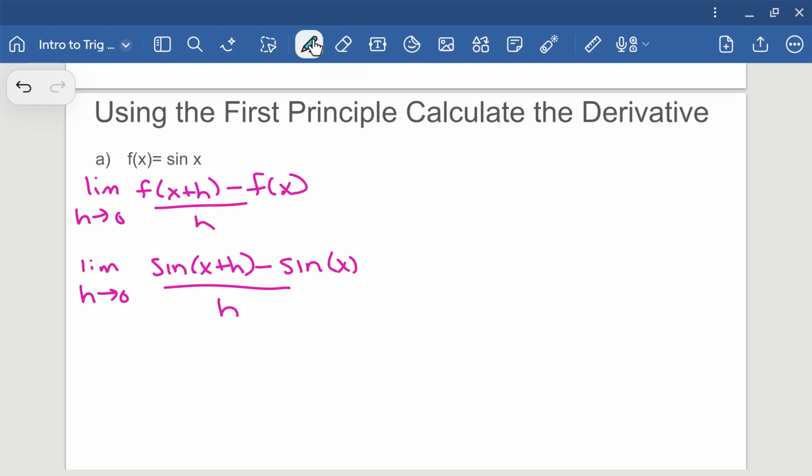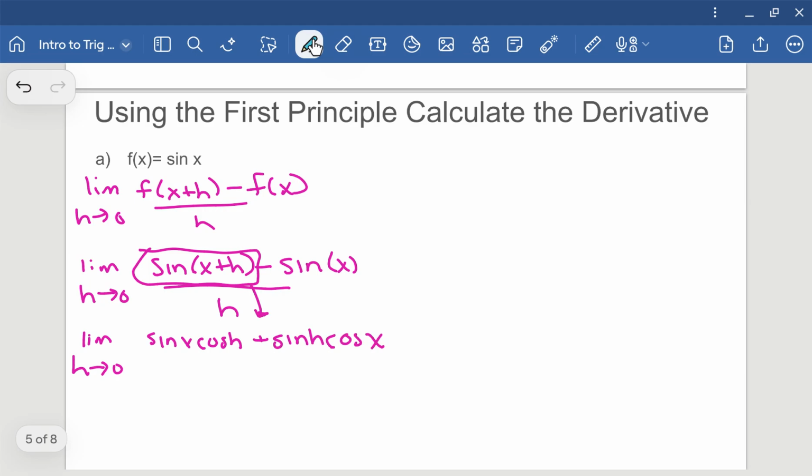Now there are a few things I'll have to do, one being this part right here, which is an identity. So I can replace that: the limit as h tends towards 0 of sine of x times cos of h plus sine of h times cos of x. What I just wrote out is the identity for sine of x plus h. I still have minus sine of x, and all of this is over h.